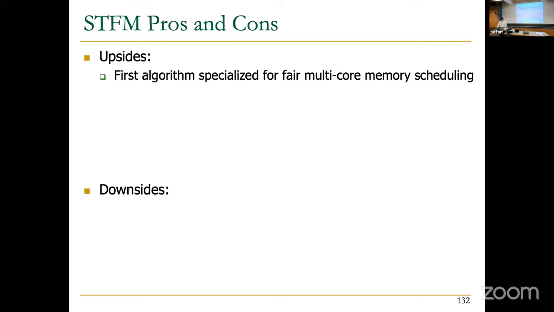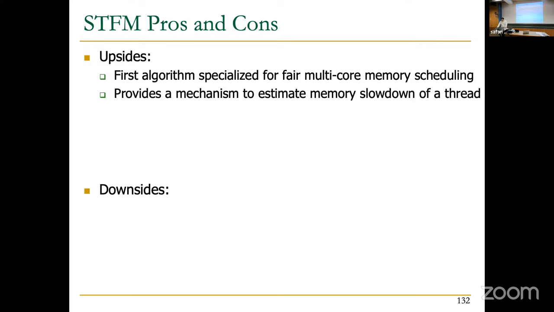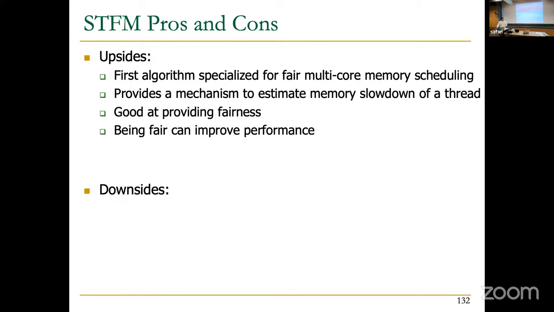And the benefit of this is it's the first algorithm specialized for fair multi-core memory scheduling, so there was no solution to this problem before that. And it provides a mechanism to estimate memory slowdown of a thread. Now, I didn't go into details of that mechanism, but it has some disadvantages also. I'll touch upon those. It's good at providing fairness, as you saw from the previous slide, and it being fair can also improve performance in some cases.